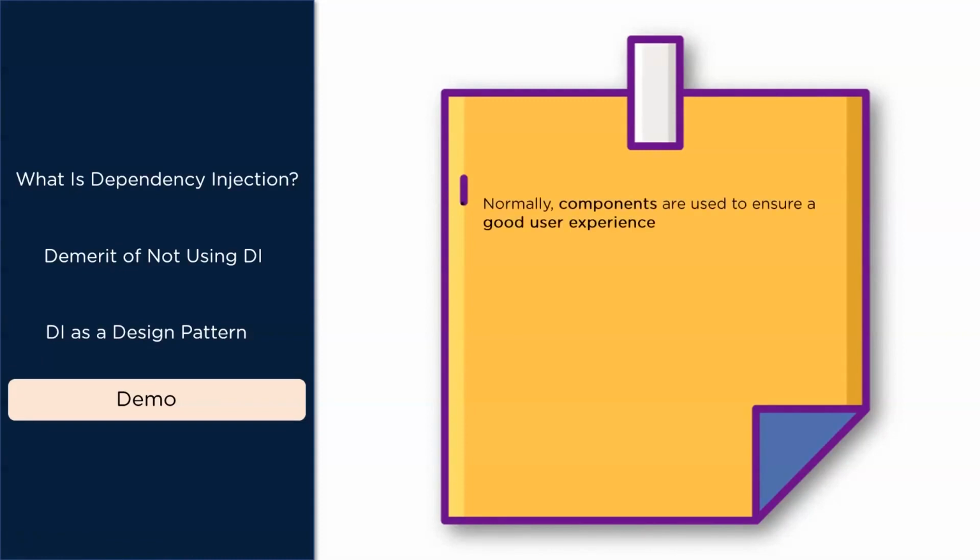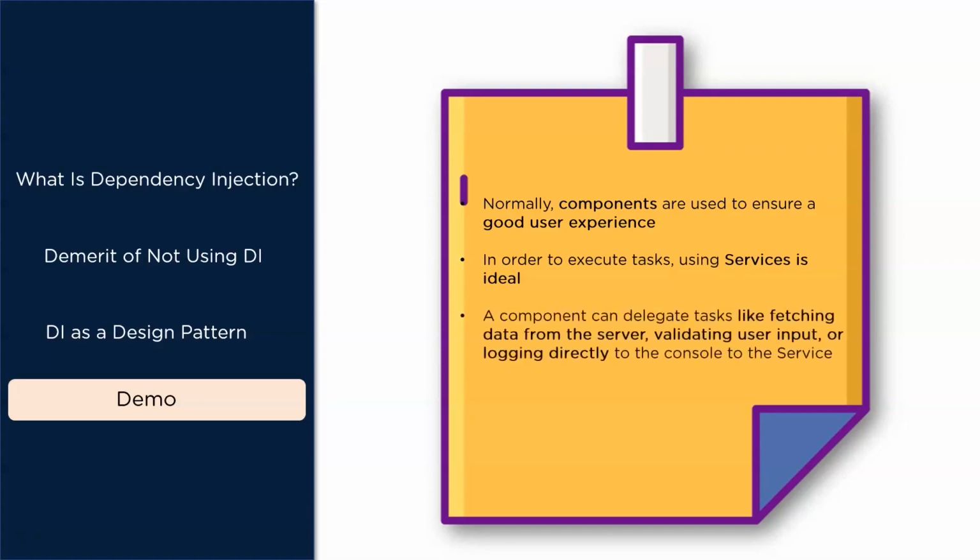So the main thought behind this is normally components are used to ensure just a good user experience. These components do not generally execute tasks. So to execute these tasks, we make use of services. So a component can delegate tasks like fetching data from the server, any network related issues, etc. to a particular service. And these services can be made available to components.